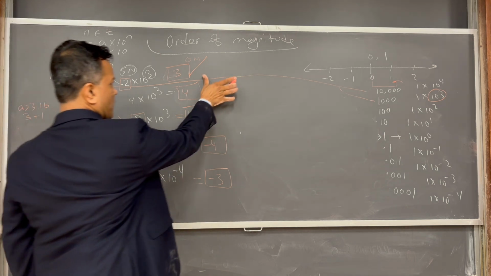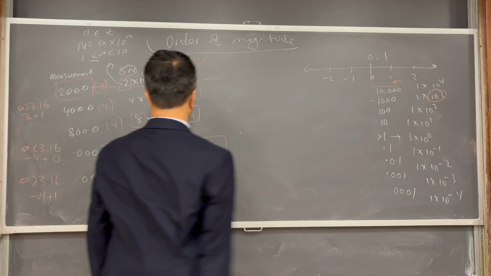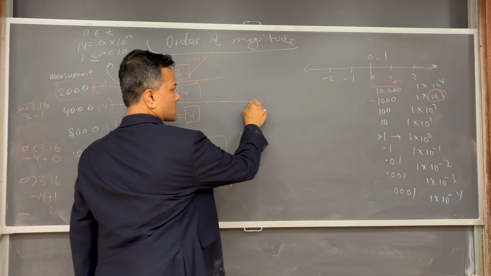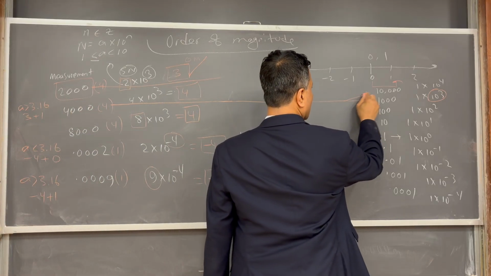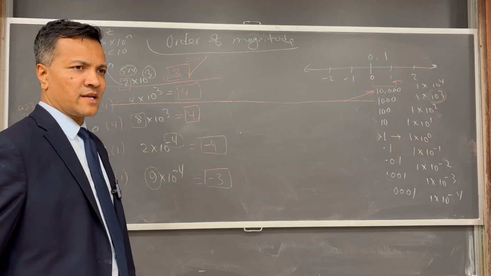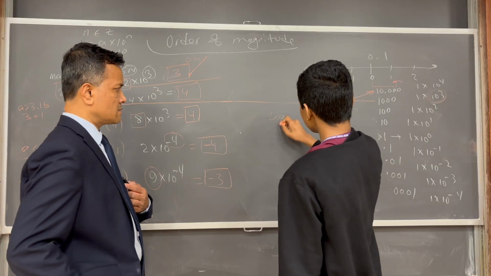Okay, let's do the next one. 4,000. 4,000 is close to, of course, the true number 1,000 or 10,000. How does the logarithm affect it? Can you come over here and explain that? Come. Logarithmic scale.